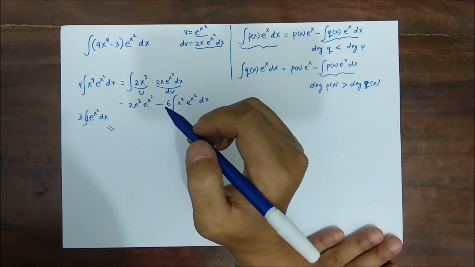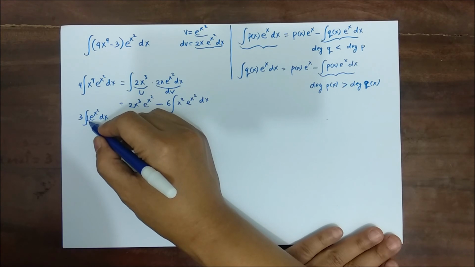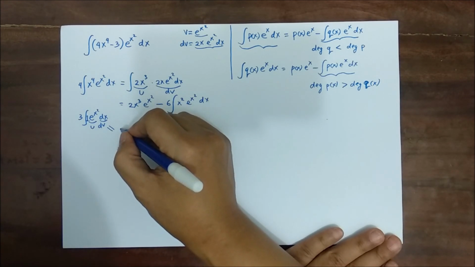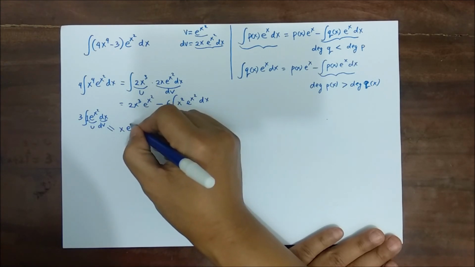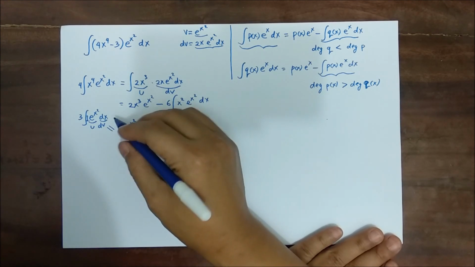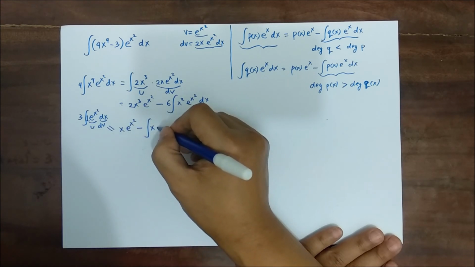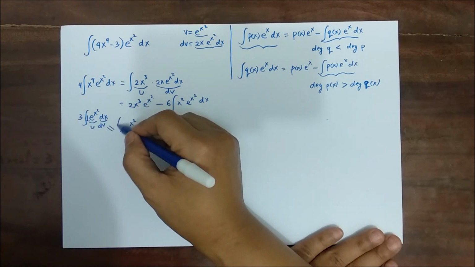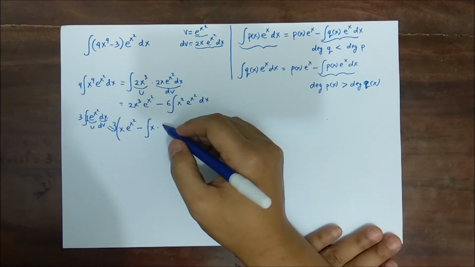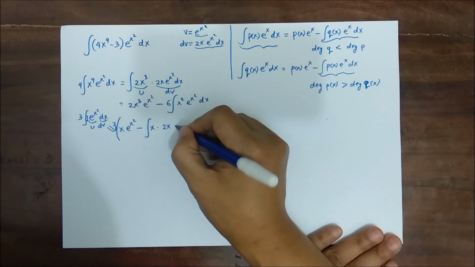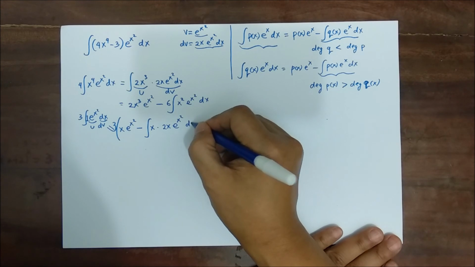Okay, now on the other hand, we try to increase the degree of the polynomial in this one. So now we call this our u, and that's our dv. Then u times v is x e to the power x squared minus the integral of v du, where v is x itself. Don't forget we need to multiply everything by 3. Then we take the derivative of e to the power x squared, 2x e to the power x squared dx.